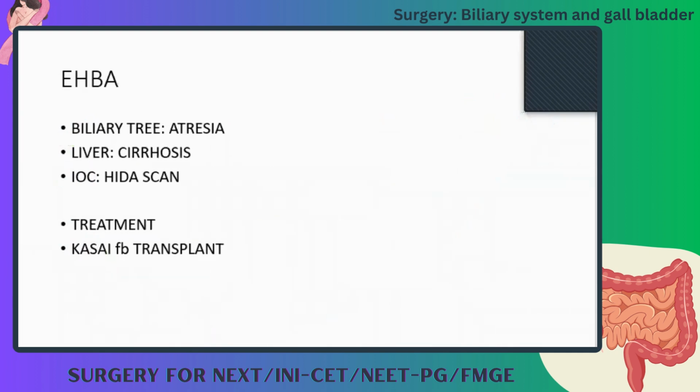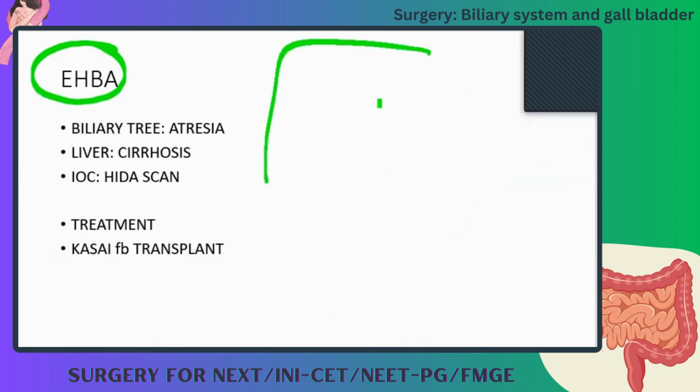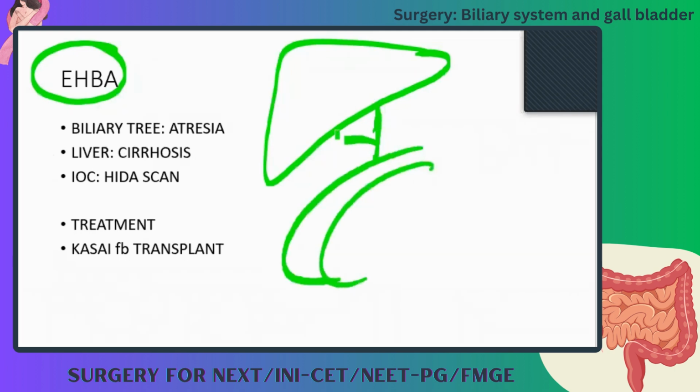So there is another entity called extrahepatic biliary atresia. In this, the liver is normal, but these kids are born with the extrahepatic biliary tree not developed at all. So what is the treatment here? Same, portoenterostomy. Okay. Is it clear for everyone?